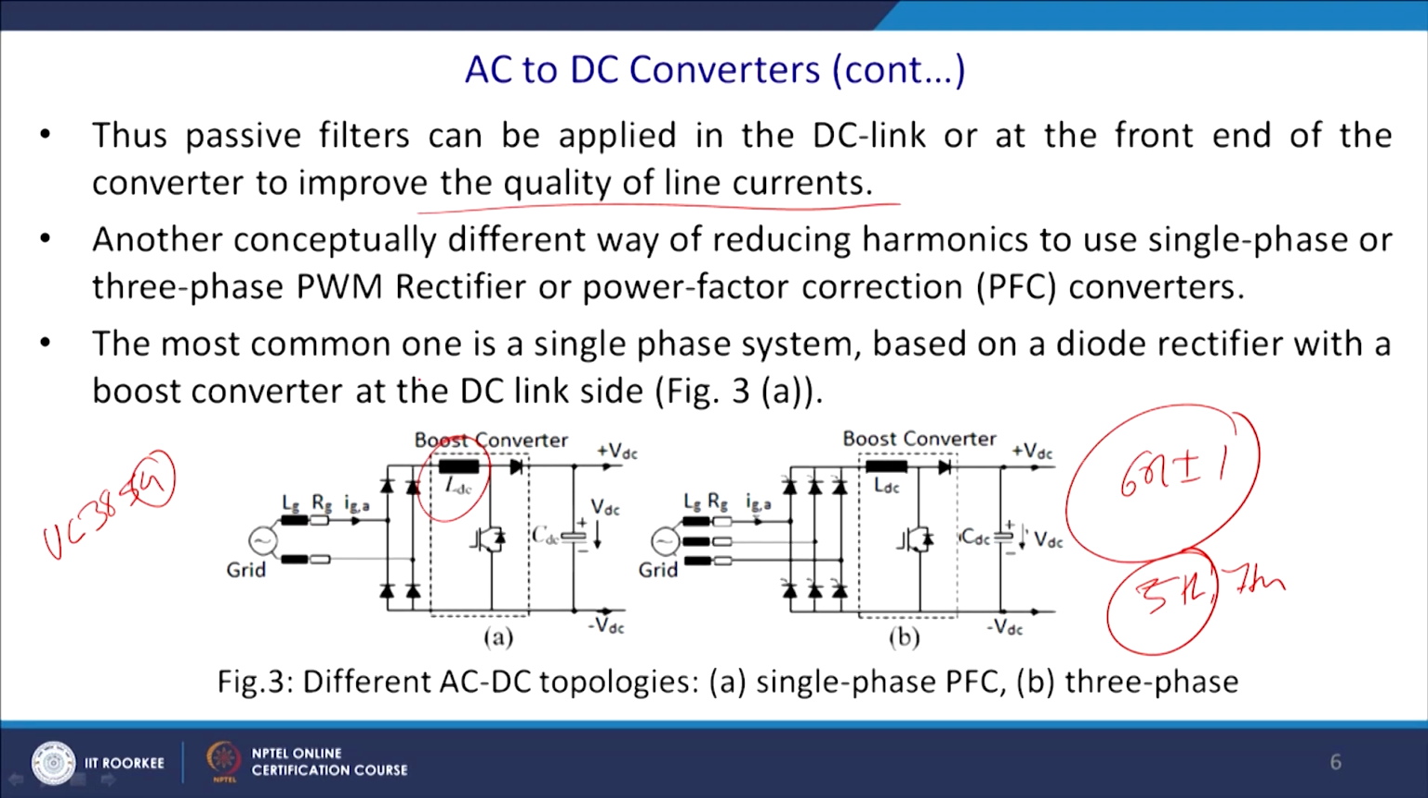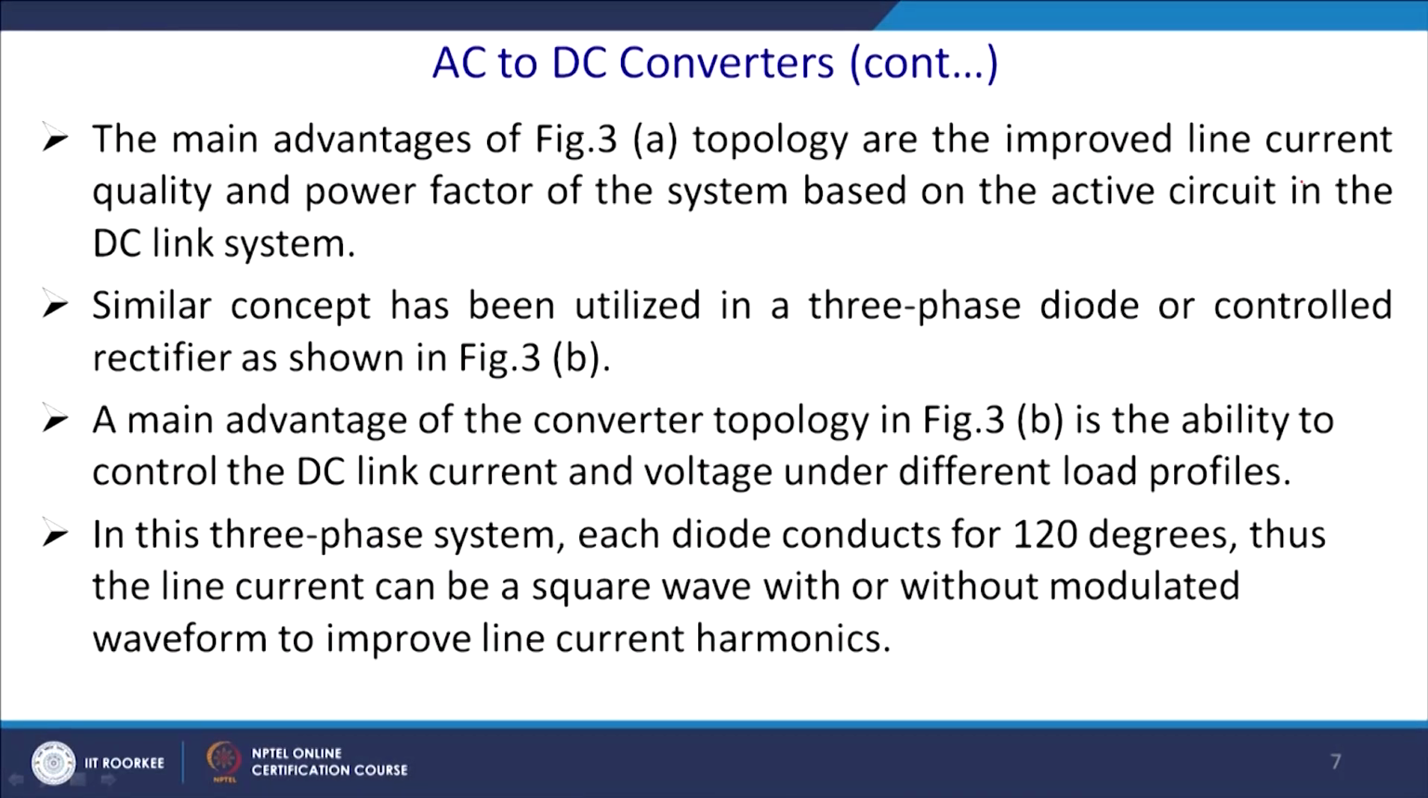The most common one is a single phase system based on a diode bridge rectifier with a boost converter at the DC link side. It is shown in this figure, and this is the 3 phase version of it. There is a challenge with this 3 phase version with a boost converter, as getting a current envelope is a little bit challenging. The main advantage of the figure 3A topology is the improved line current quality and power factor of the system based on the active circuit in the DC link.